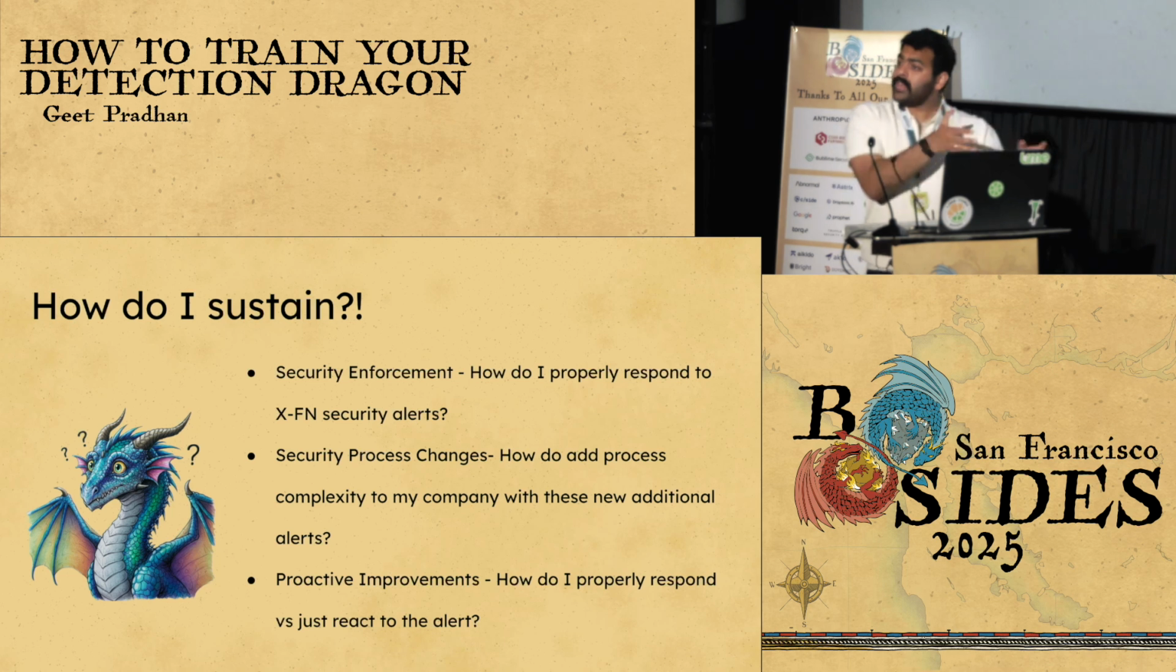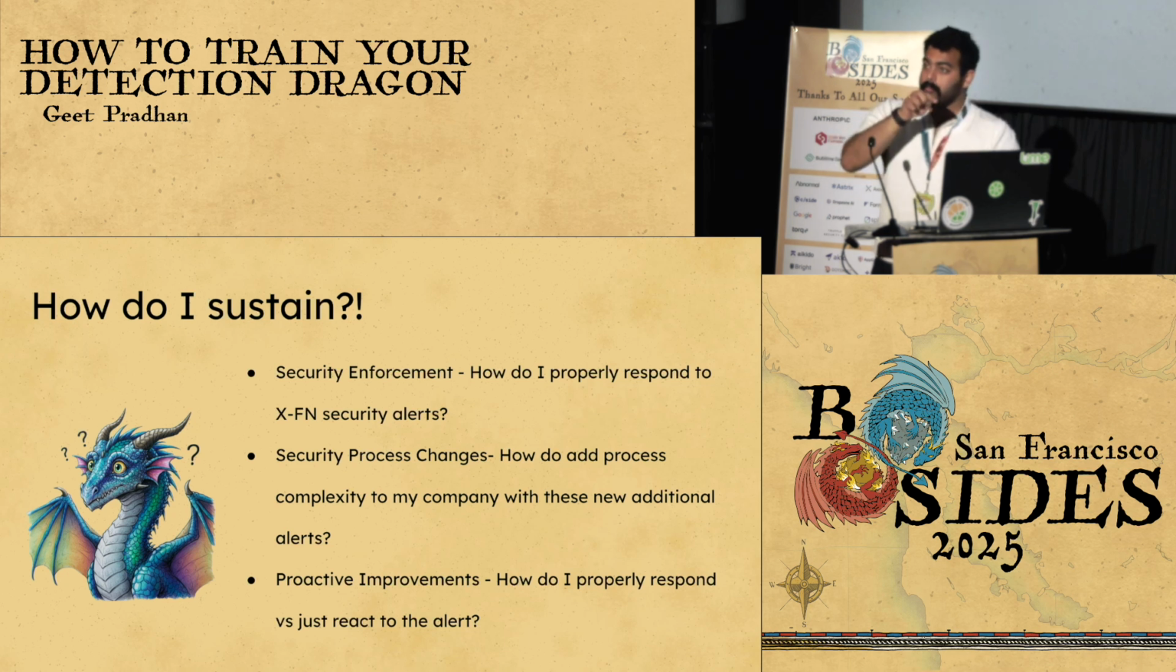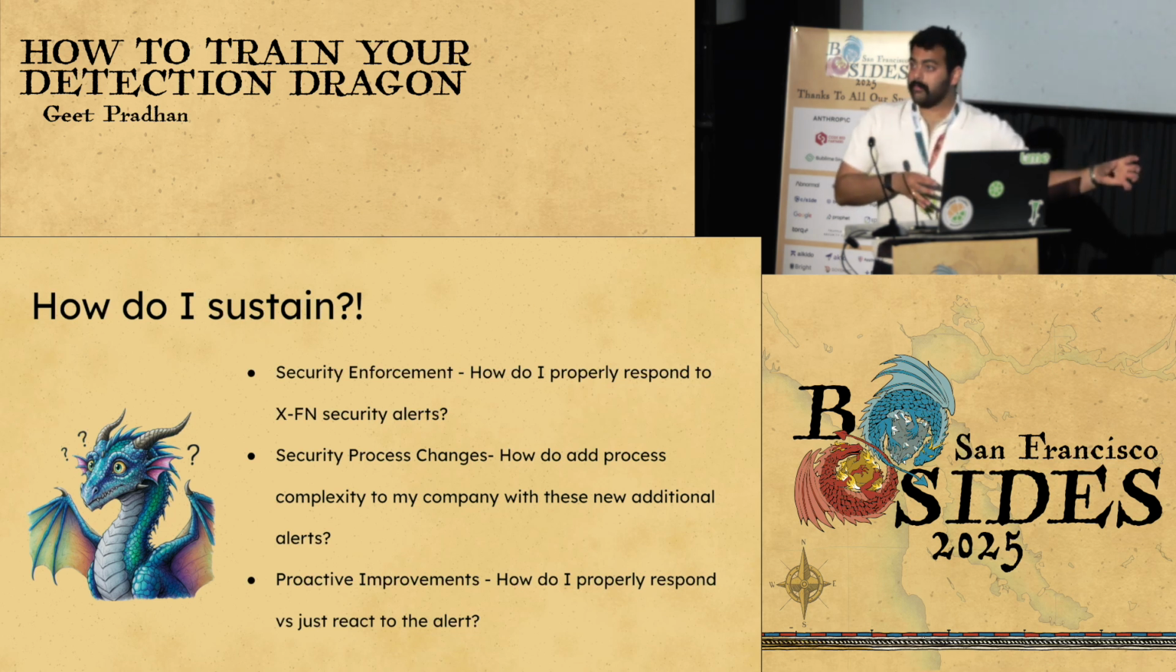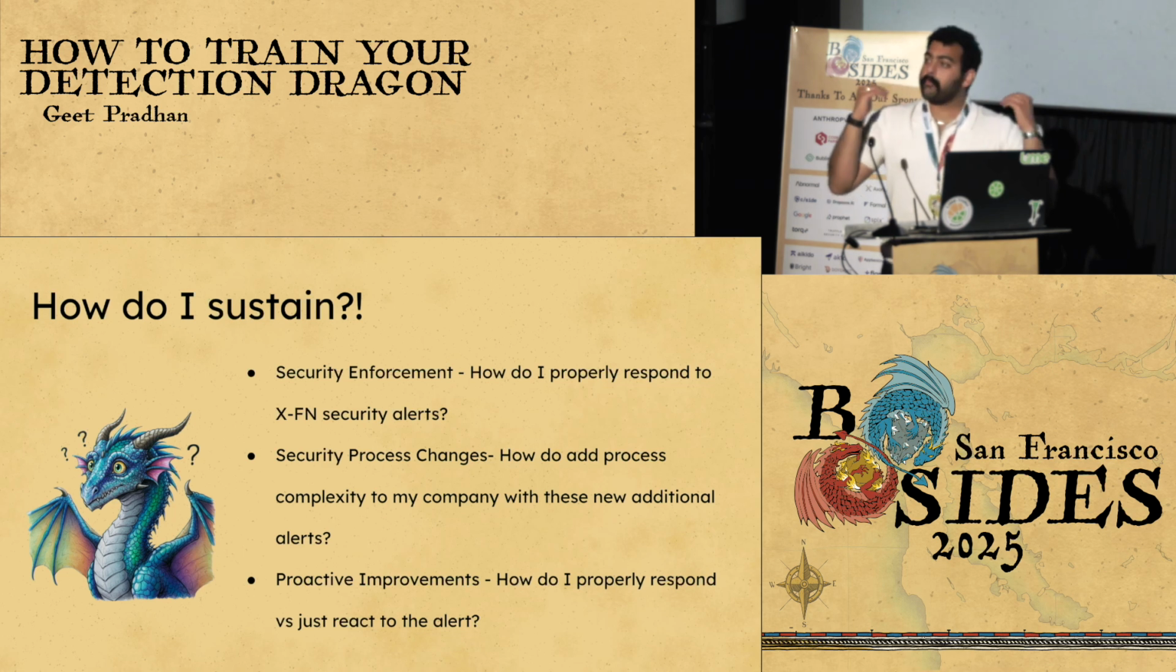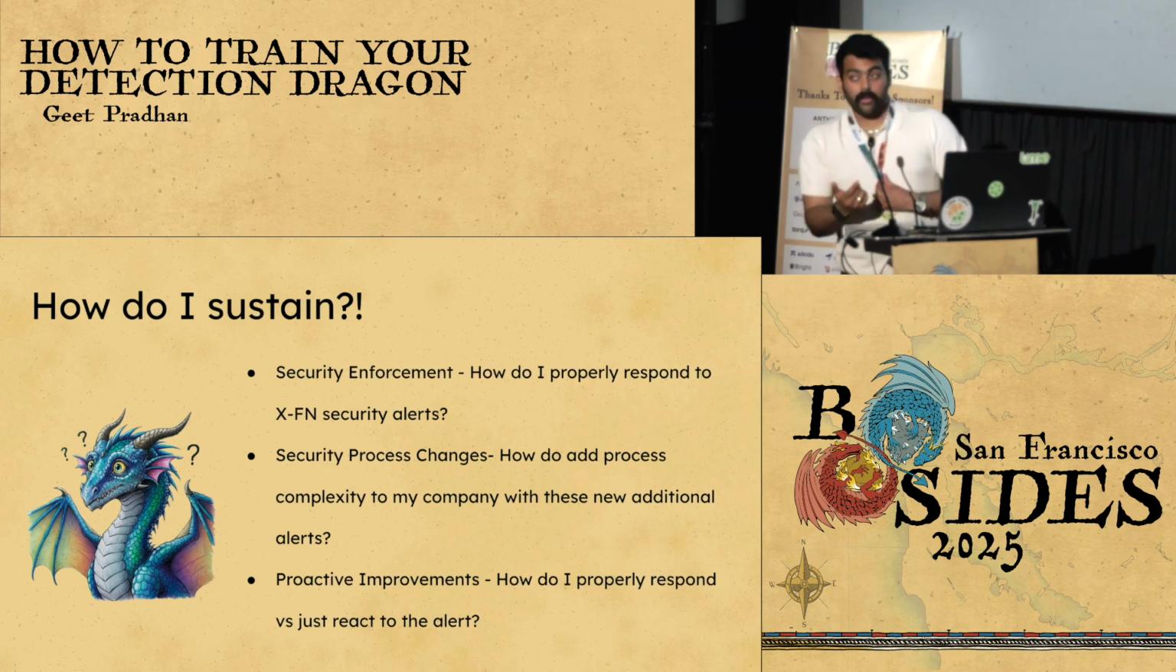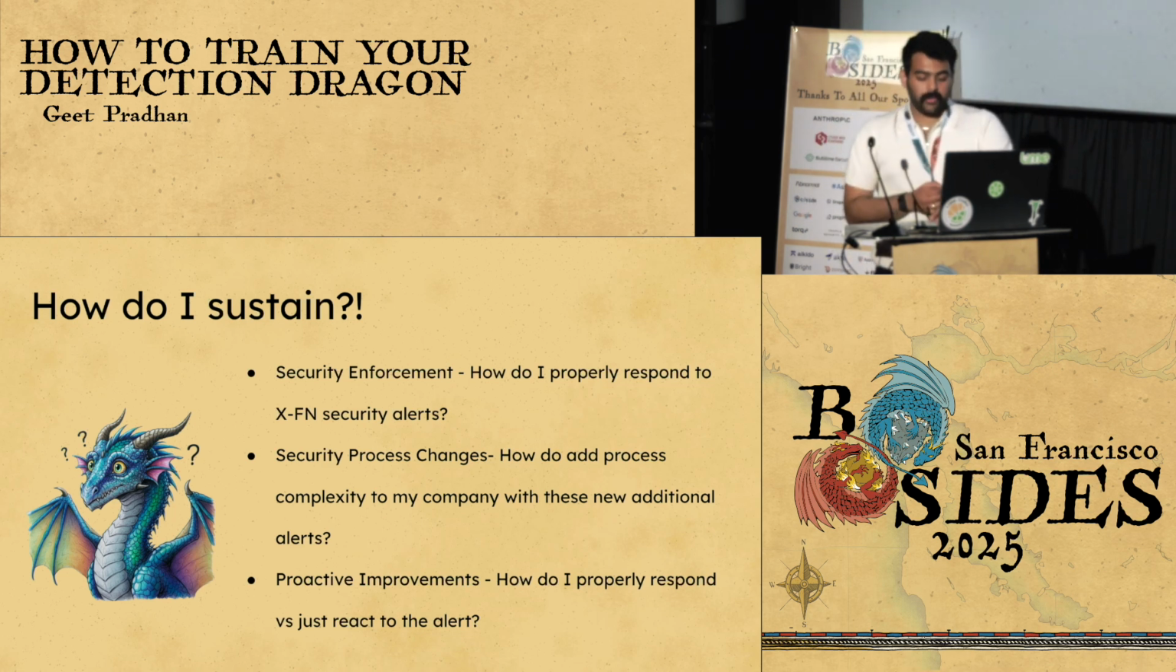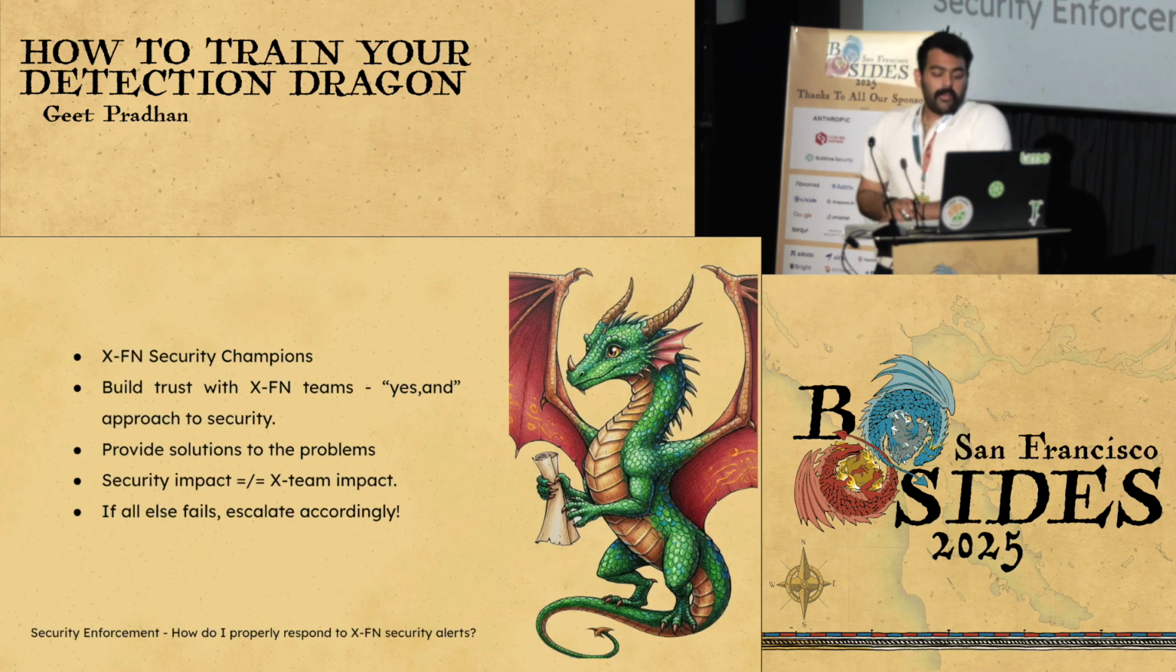We're talking about reactive stuff, responding, reacting. How do I turn reactive improvements to proactive improvements? Because in the end, you're probably one of 2, one of 5 engineers, and you need to help your team, right? You need to help your security org just get better. So how do I properly respond versus just reacting to the alert? The first answer is cross-functional security champions.